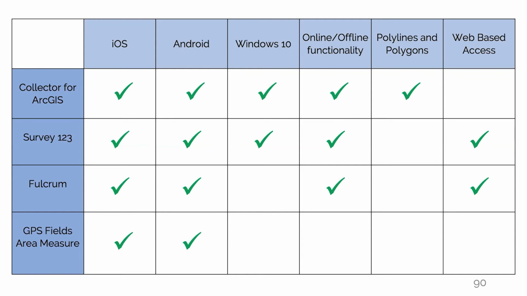On the left-hand side here, we've got 4 of the many different kind of data collection apps that are out there. Collector for ArcGIS, Survey 123, Fulcrum, GPS Fields Area Measure, and across the top, you can see some different functionality. Some of them will work on Windows phones, Android, and iOS. Some only work on Android and iOS. Some have online functionality, some don't. So think about what kind of functionality you need and what you're going to use it for before you dive in. And obviously, if you've got questions about these things, feel free to reach out.